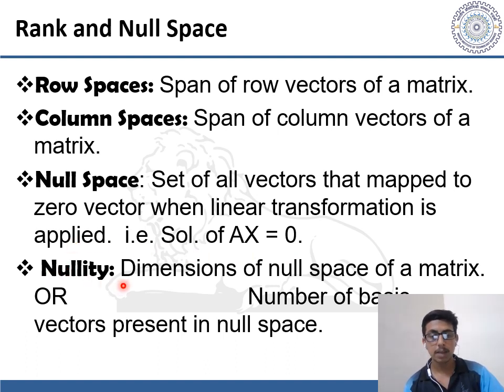Nullity is the dimension of the null space of a matrix, or we can also say the number of basis vectors present in the null space. The number of vectors other than basis vectors that are present in the null space are free variables, and those free variables can be obtained by linear combinations of these vectors. We can get to know more about the null space and nullity by examples that are taken after the theorem.